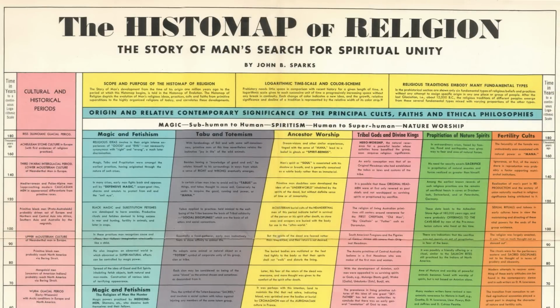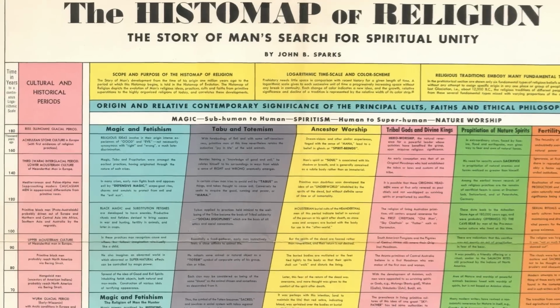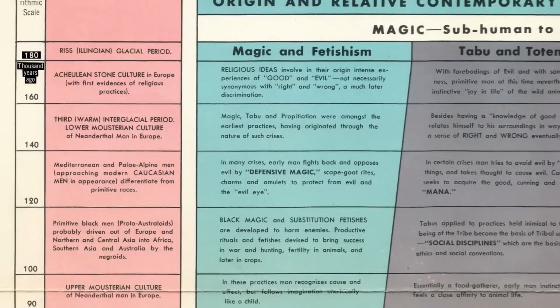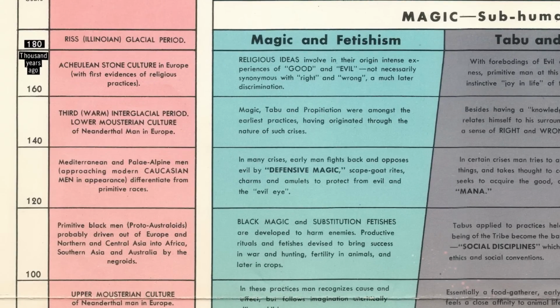Okay, back to the Histomap of Religion. Unlike the original Histomap, this one starts at 180,000 years ago, and thus a good portion of the chart, I'd say about 1/3, is focused on prehistory, which is everything that happened before written records.